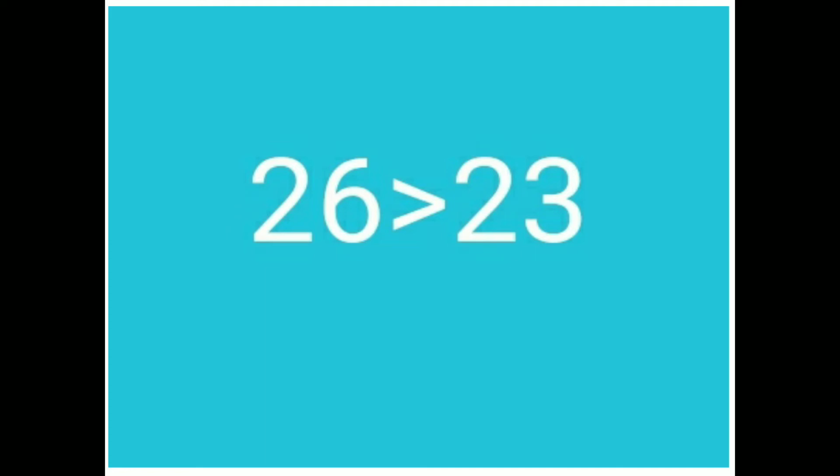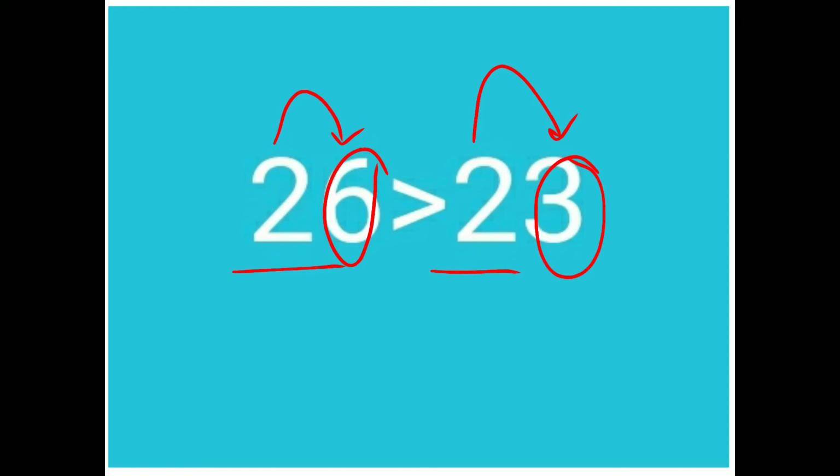Here we have 26 and 23. So here when comparing tens place numbers, we can see we have the same numbers in tens place. So when we have the same numbers in tens place, then we need to move to ones place. So what do we have in ones place here? 6 and here we have 3. So we know that 6 is greater than 3. So 26 is greater than 23.